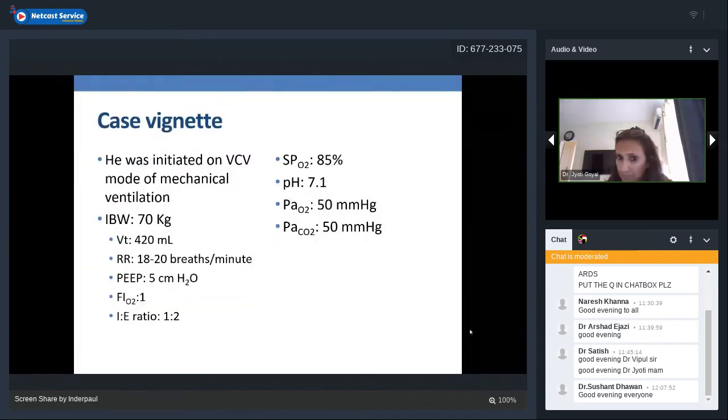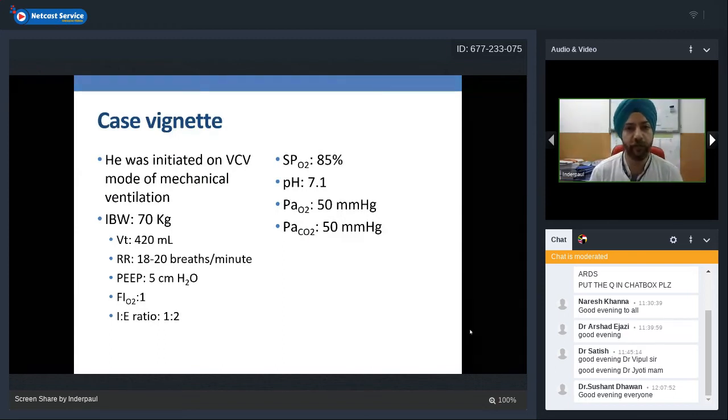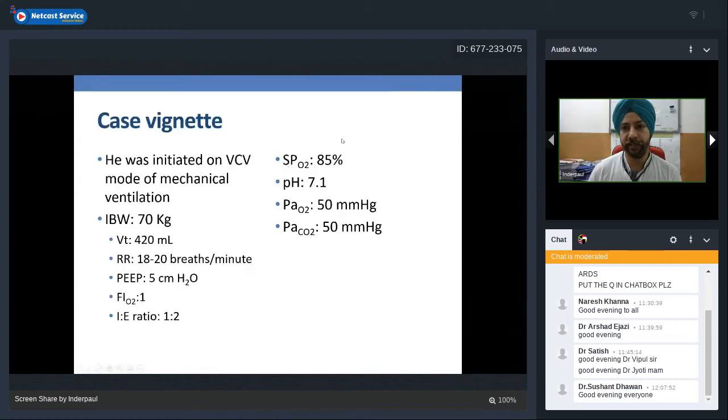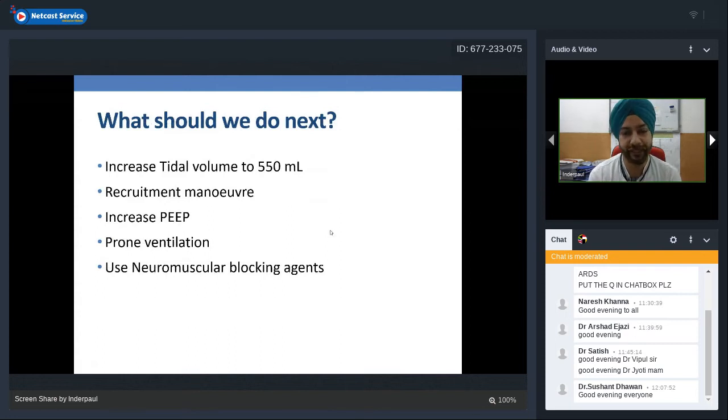So coming back to the case, the patient was initiated on a volume cycled mode of ventilation. His ideal body weight was 70 kilograms. Based on that, we set a tidal volume of 420 ml, a respiratory rate of 18 to 20 breaths per minute, PEEP of 5, FiO2 of 100%, and an I:E ratio of 1:2. The saturation on these settings continued to remain 85%. On an ABG, the pH was 7.1, PaO2 of 50, and PaCO2 of 50 millimeters of mercury.